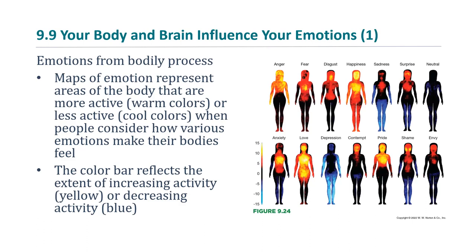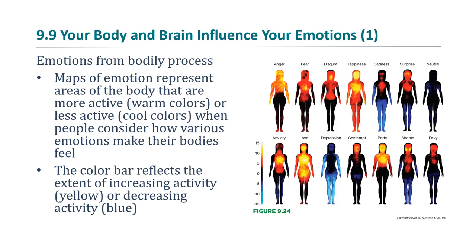When they experience different emotions, they have a whole bunch of subjects label where they feel emotions in their bodies, and they came up with these body maps based on averaging a whole bunch of subjects for each emotion. The color bar reflects the extent of increasing activity, yellow being very active, or decreasing activity, and light blue is the most decreased activity, meaning less activity than normal in that part of the body.